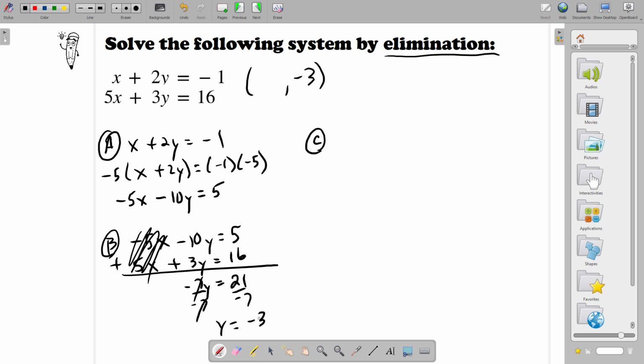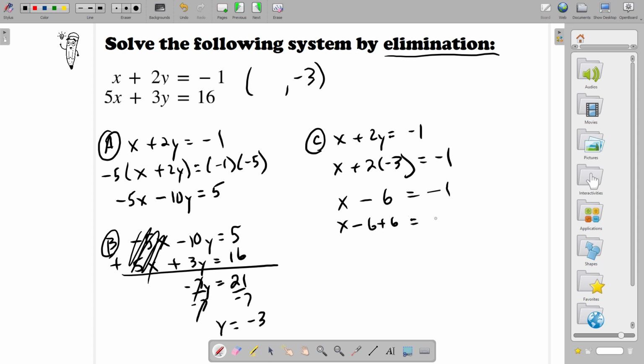Now we need to take the negative 3 and plug it back in. I'm going to take the x plus 2y equals negative 1. Put the negative 3 in for y. This gives me x minus 6 equals negative 1. The 2 times negative 3. Then I need to add 6. Add 6. The 6's add out. Negative 1 and positive 6 is positive 5. So the x coordinate is 5.